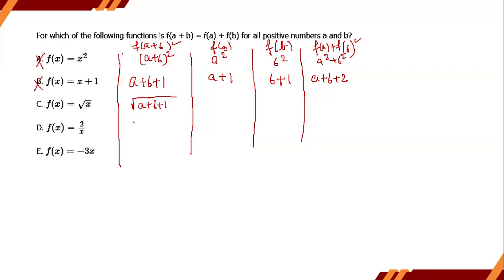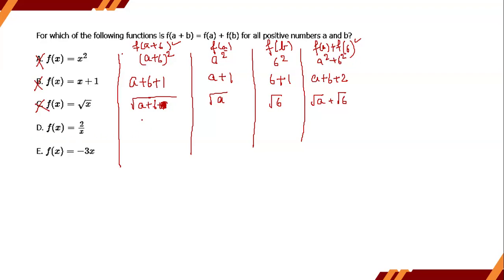Next, we have root of a plus b, right? X is to be replaced by a plus b. Sorry, this is not 1. This is just root of a plus b. And here x is replaced by a, and here x is replaced by b. And this is root f of a plus f of b, which is root of a plus root of b. So whether f of a plus b is equal to f of a plus f of b, that is, root of a plus b equals root of a plus root of b? No. So it's gone. Next option.